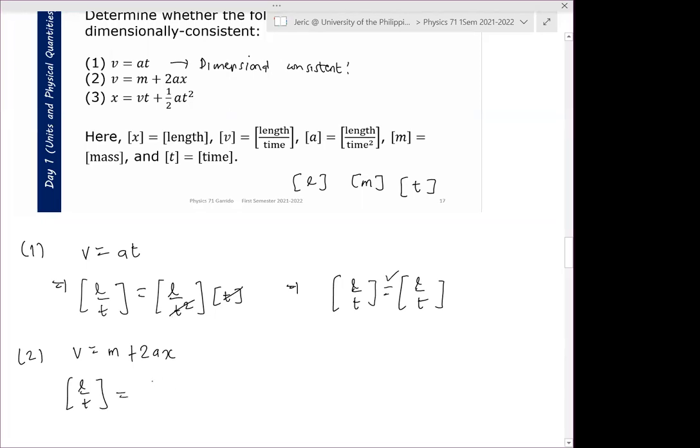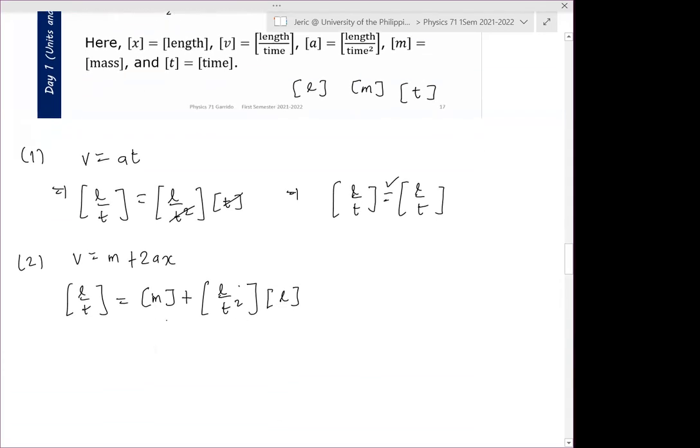They don't mean anything in the context of dimensional analysis. So it's length per time equals m, which has units of mass, plus, ignoring the 2, length per time squared, sorry, and then length. Okay, questions? But here, obviously, this has units of M, and we have units of L squared over T squared, and we know that you cannot add two quantities of different units. So therefore, this is dimensionally inconsistent.